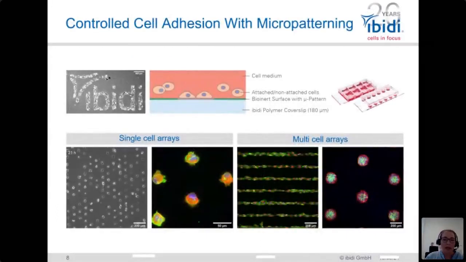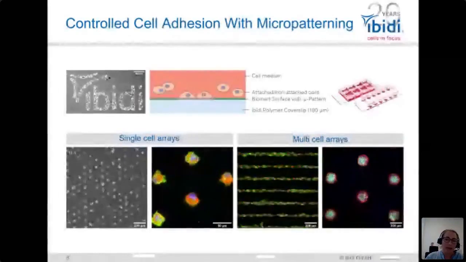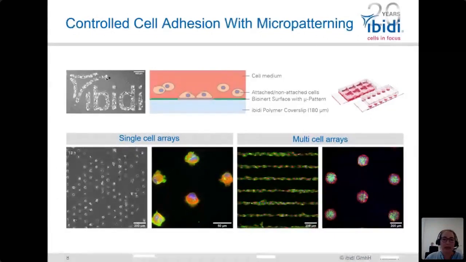Another way to generate arrays of 3D cell aggregates or spheroids is our micropatterning technology, which is available in the 8-well slide and the channel slides. For the micropattern surfaces, the basis is again the bioinert surface on a polymer cover slip, but there the bioinert surface is patterned with immobilized adhesive molecules. This allows us to restrict the cell attachment to specific areas on the surface.